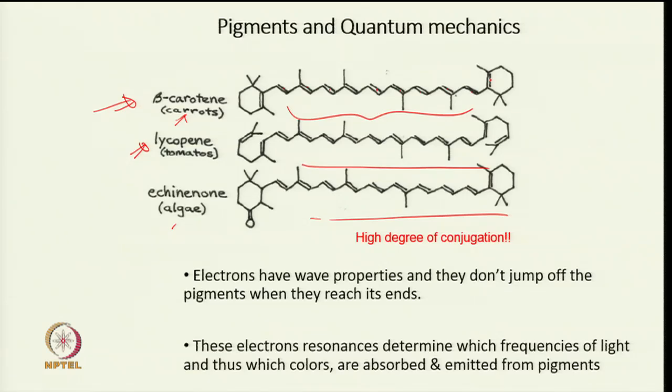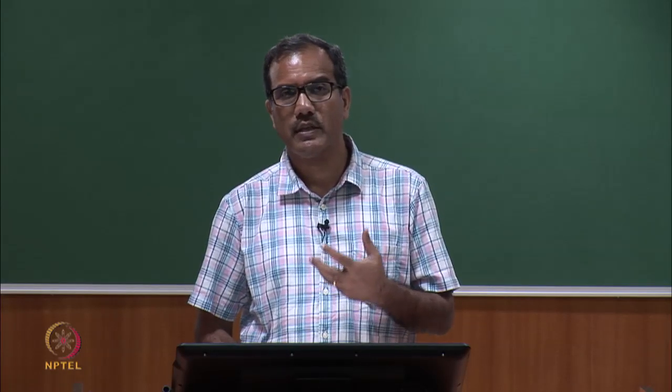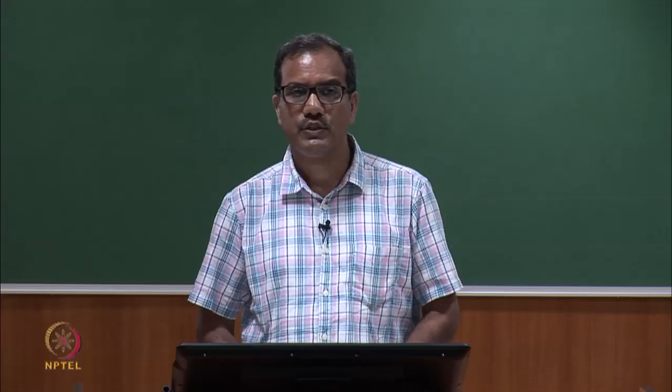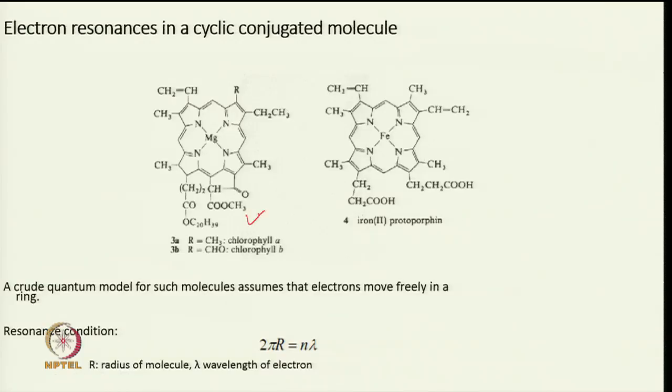Now you know the value of p, you can calculate what will be the lambda. Now, can we calculate the lambda value for cyclic conjugated molecules, because there are a lot of molecules in nature which are cyclic conjugated molecules? For example, your chlorophyll or protoporphyrin, they have a cyclic structure and they are cyclic conjugated systems. Here again we can apply the crude quantum model.